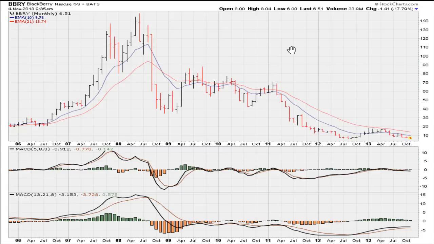Now let's take a look at the BlackBerry 8-year monthly chart, and I want to focus on why it's still down. Even today we see it down about 17%. Take a look at this MACD level here. Once BlackBerry moved below 0 here, late 2008, early 2009, it's never really recaptured that 0 line. So this instrument has been bearish since then.